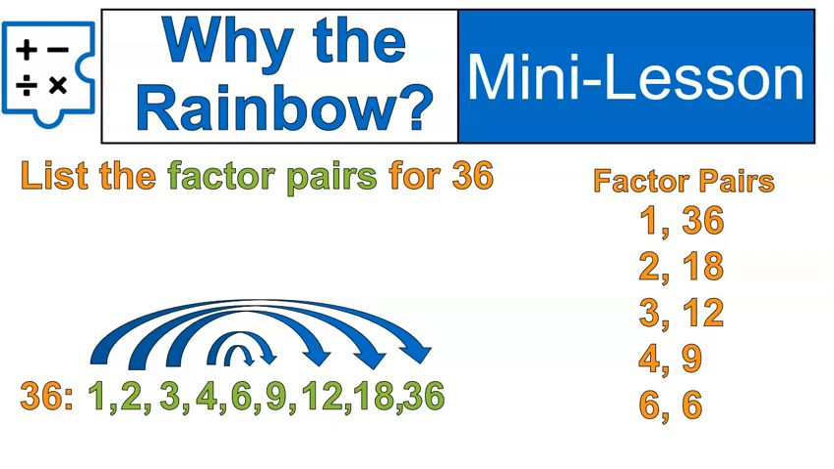So you see, listing factors and listing factor pairs are slightly different, but they basically serve the same purpose, and they're essentially doing the same thing. You're finding the factors of a number.